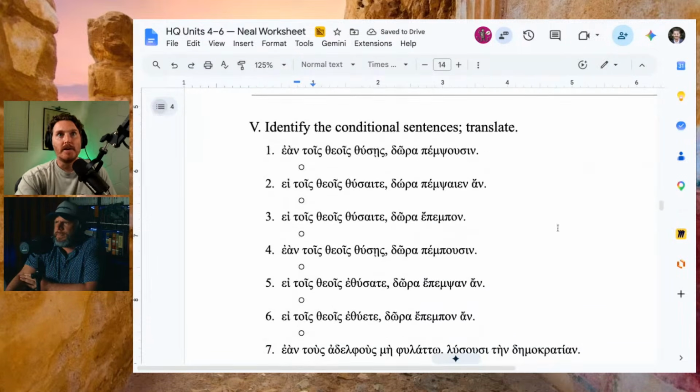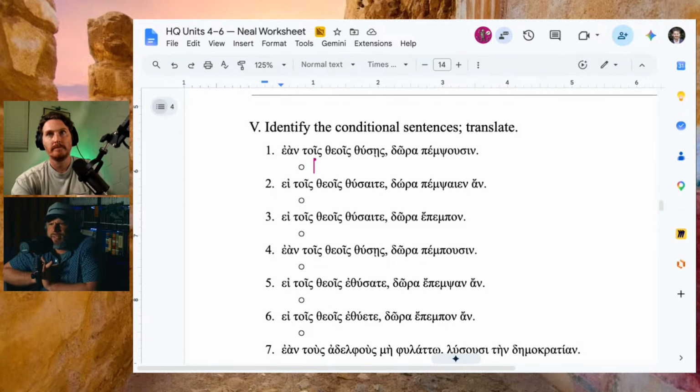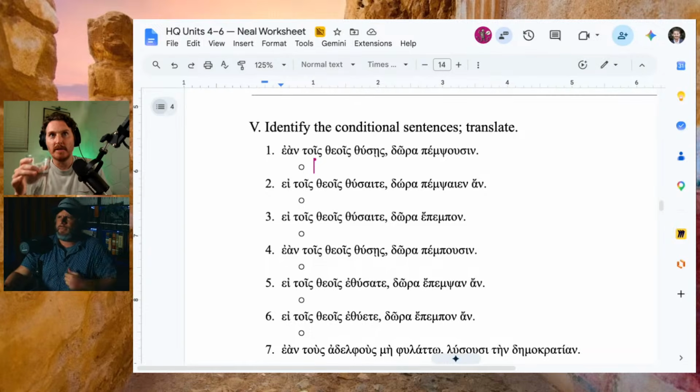All right. So now we have to identify conditional sentences and translate. So this is a bit more fun. Why don't you go ahead and read this? Okay. Ean tois theois stuses ora pimpsosin. Pempsosin, right. So start with the protasis.